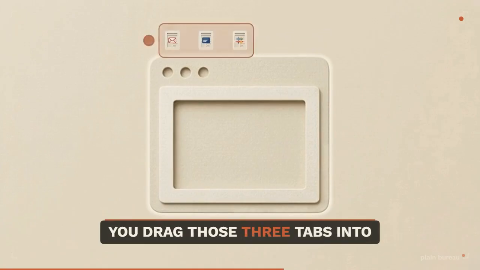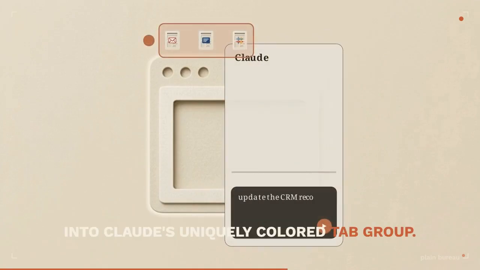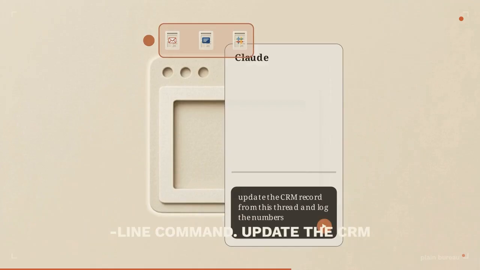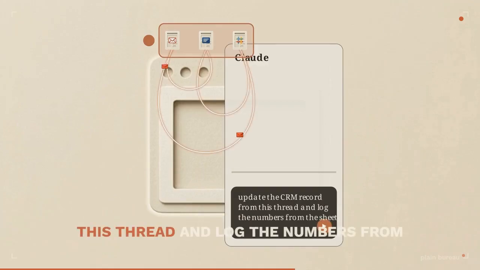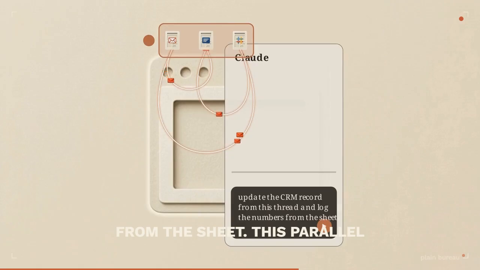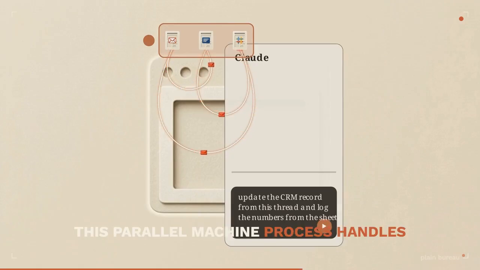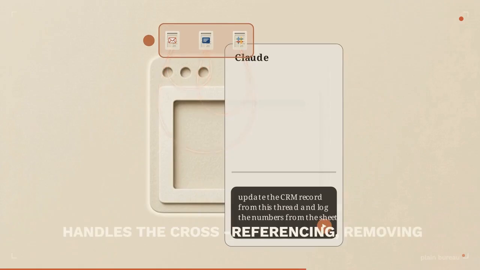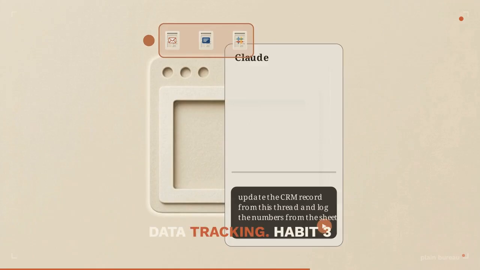You drag those 3 tabs into Claude's uniquely colored tab group. Then you give a one-line command: update the CRM record from this thread and log the numbers from the sheet. This parallel machine process handles the cross-referencing, removing the burden of manual data tracking.